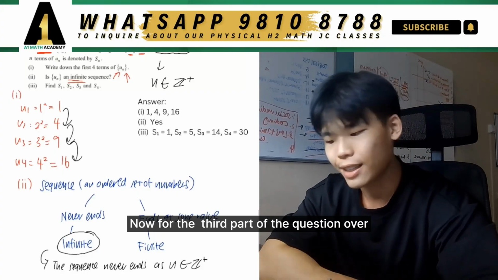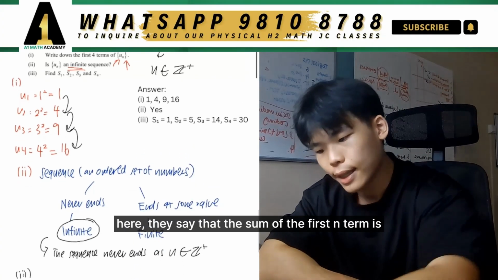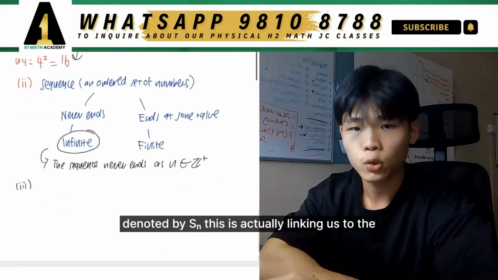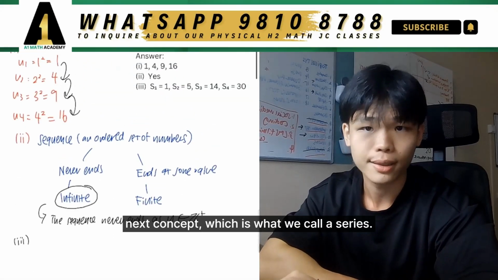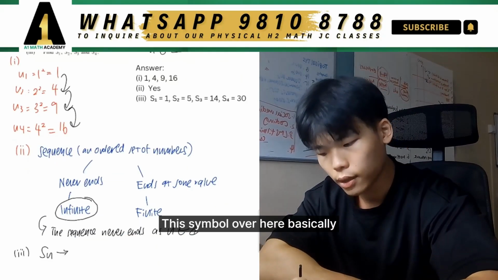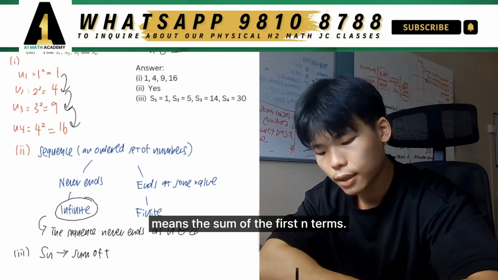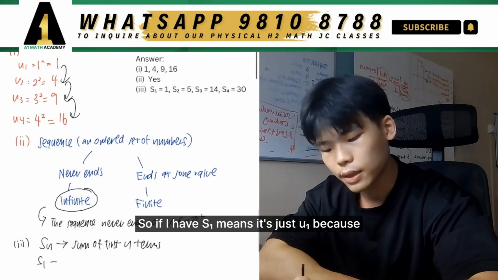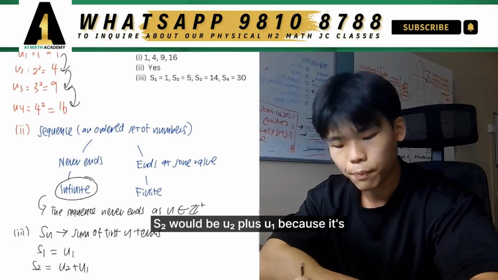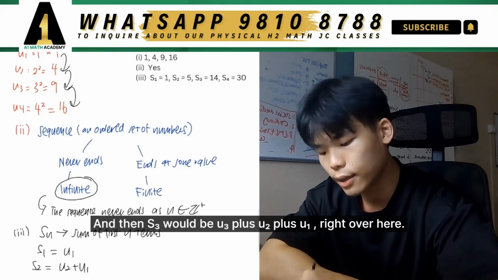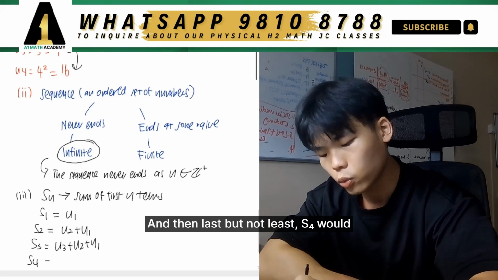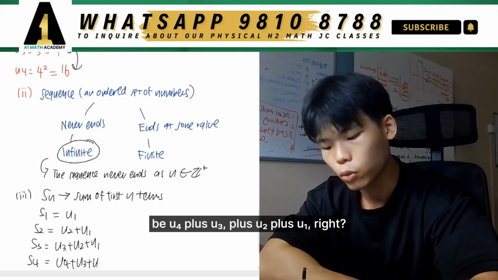Now for the third part of the question, they say that the sum of the first n terms is denoted by Sn, and this is actually linking us to the next concept, which is what we call a series. But you are still able to do this question because the question already defined for you what Sn is. This symbol basically means the sum of the first n terms. So S1 is just U1, because it's just the sum of the first one. S2 would be U2 plus U1, the sum of the first 2 terms. S3 would be U3 plus U2 plus U1. And last but not least, S4 will be U4 plus U3 plus U2 plus U1.